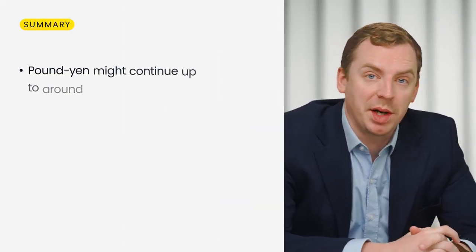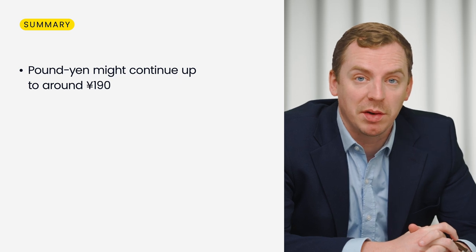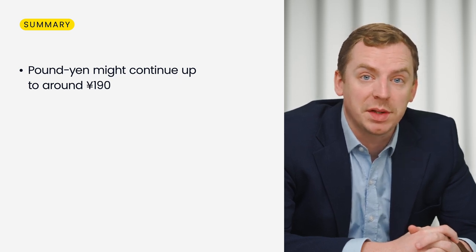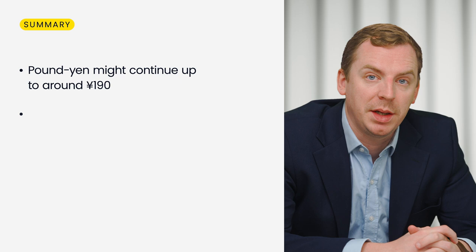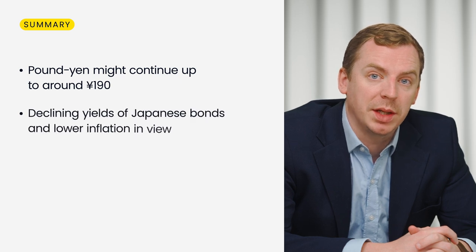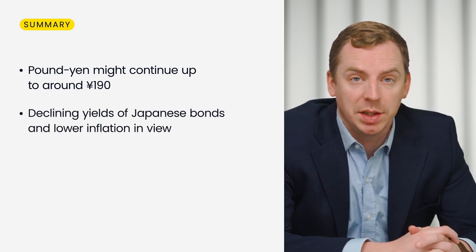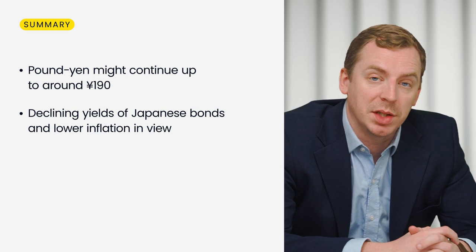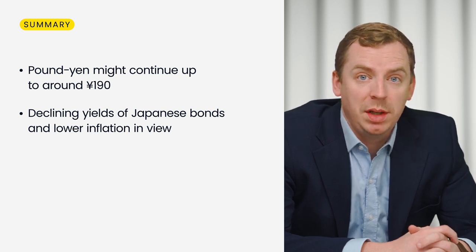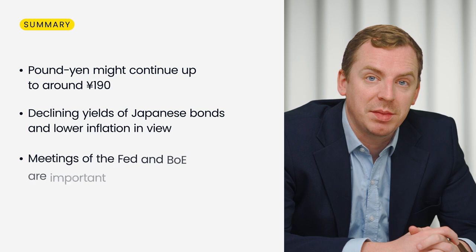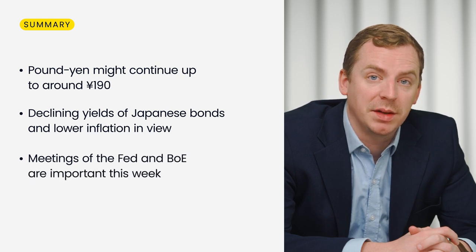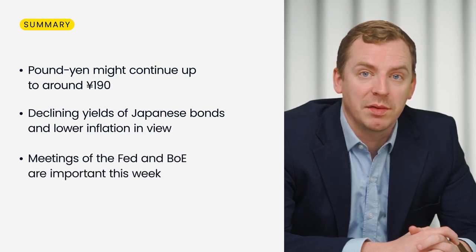Okay, thank you very much, Andreas, for the idea. And in summary, the potential idea for a trade this week is a buy for pound yen with a possible target around 190. Primary narratives that could be driving the move upward by pound yen are bonds in Japan and the UK, with the yields going down in Japan and also declining inflation in Japan. And the most important information on the economic calendar this week are the meetings of the Bank of England and the Federal Reserve on Thursday and Wednesday respectively.